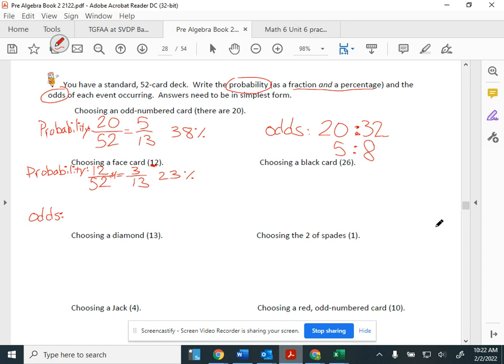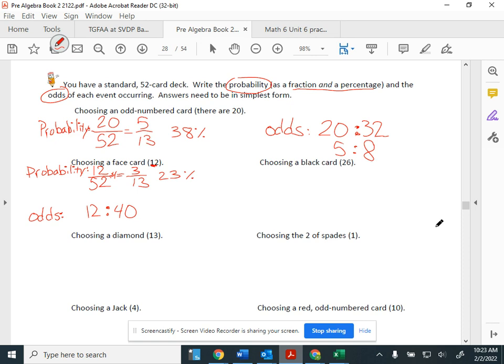So remember, odds in an event is successful outcomes. So it's 12. Our total number of outcomes is 52. So we want unsuccessful. So we want to subtract 12 from 52. 40. So you had the right thought. You were just doing the math wrong.